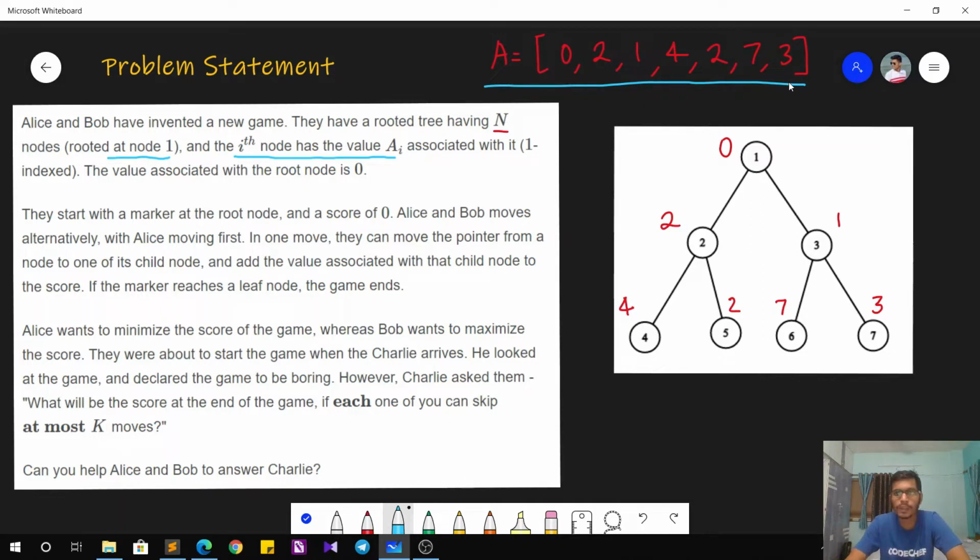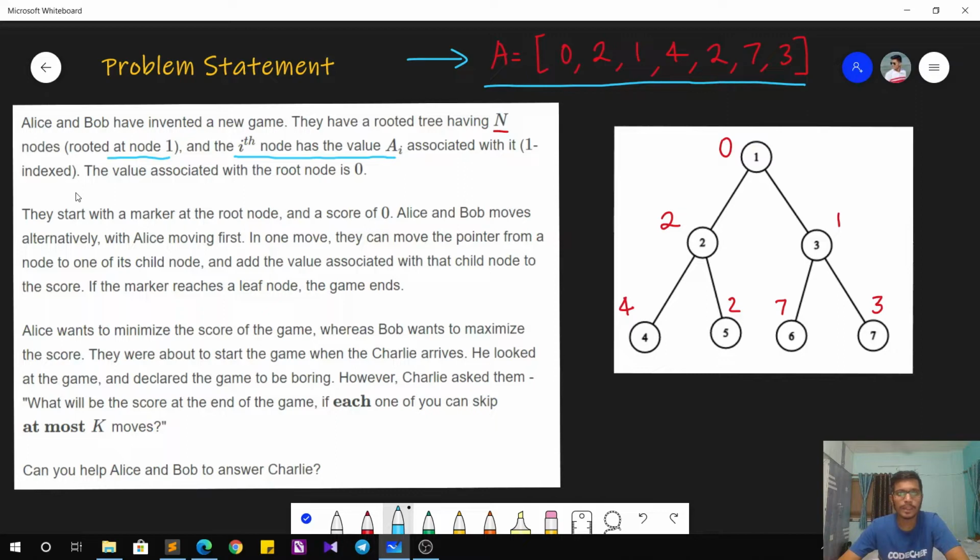But in the diagram you can see I have already written the values associated with the ith node in red color. So the values 0, 2, 1, 4, 2, 7, 3 will be given in the form of an array as you can see over here, but they are actually associated with the ith node in the given tree. And remember that it follows one based indexing.